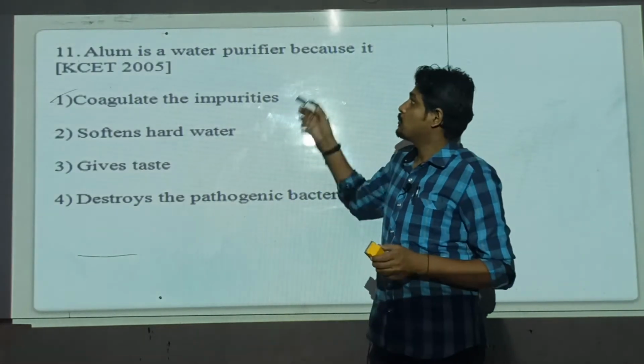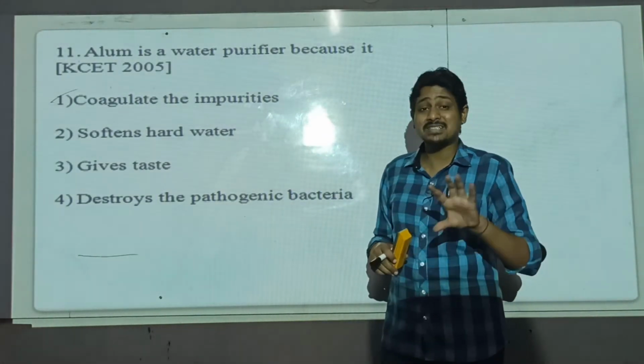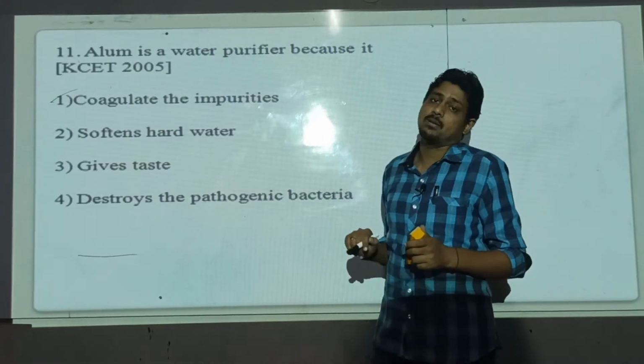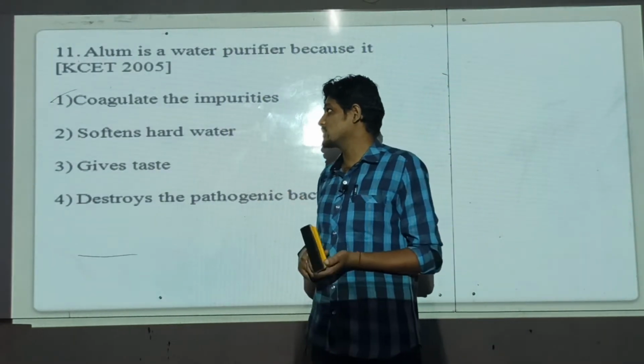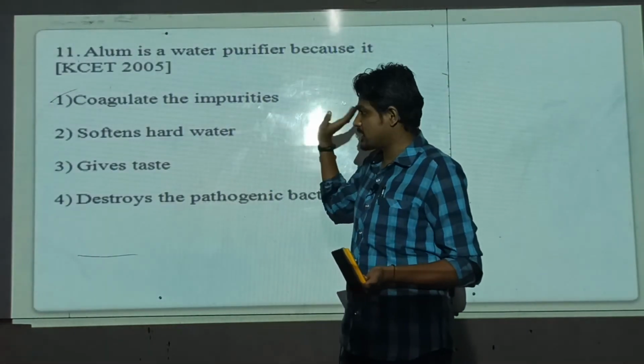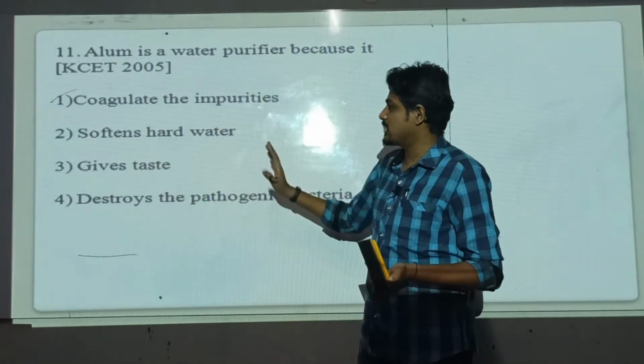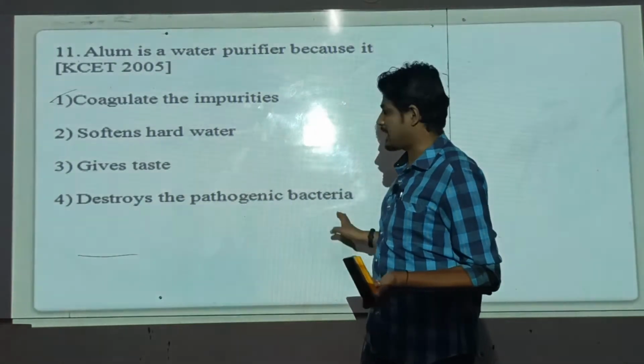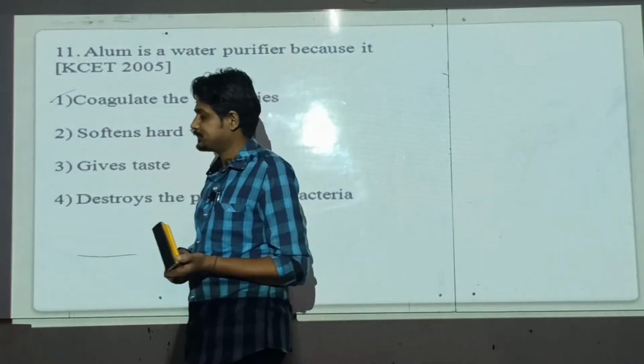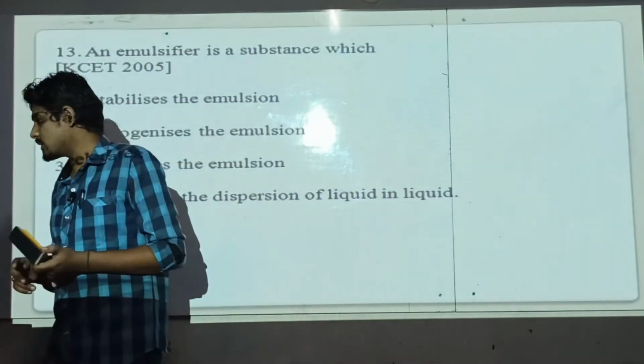So potash alum is a water purifier because it precipitates the impurities. Precipitate is one, coagulates is another. So the first answer is the answer. Potash alum does not give the taste, it destroys the pathogenic bacteria. No, the first is the answer. Next, moving on to the next question.